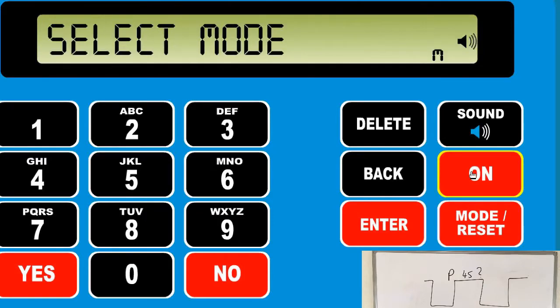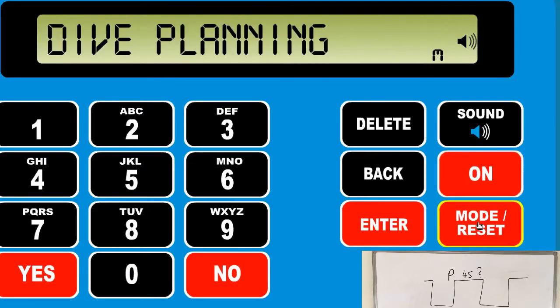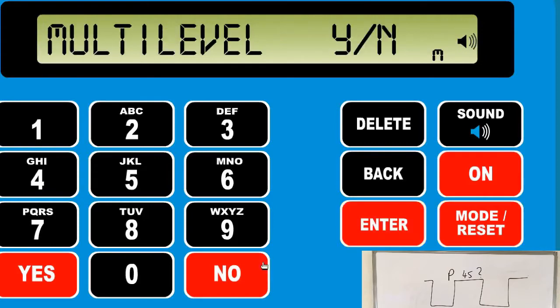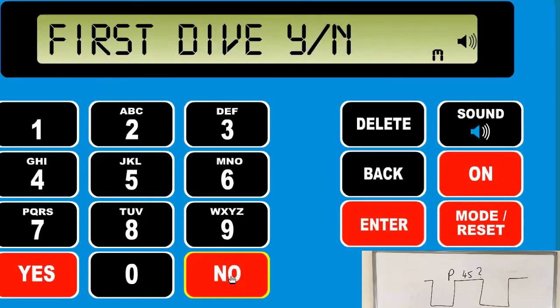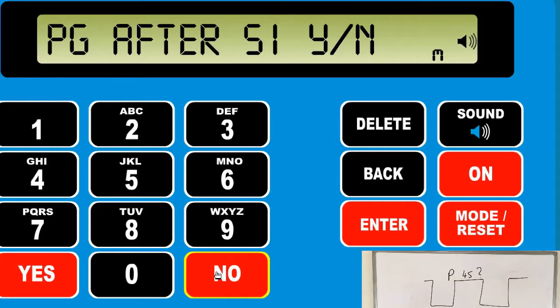and that's where we are. Now let's have a look at the words that it gives us now, because what we want is the pressure group after a surface interval. So we can choose dive planning, that works, so we can click enter. Multi-level, no, it's nothing to do with multi-level, so we turn that off. Is it the first dive, yes or no? Well, we're in pressure group P, so it can't be our first dive, so we put no. And here it says pressure group after surface interval.